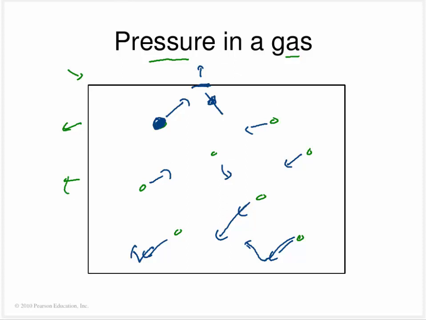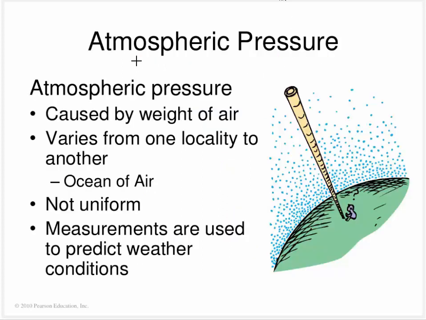Now, not surprisingly, as I increase the temperature of this gas, I'm increasing the speed. These particles are going to be moving faster, so this guy right here is going faster, it's going to hit the wall harder, and increasing the temperature is going to increase the pressure of a gas.